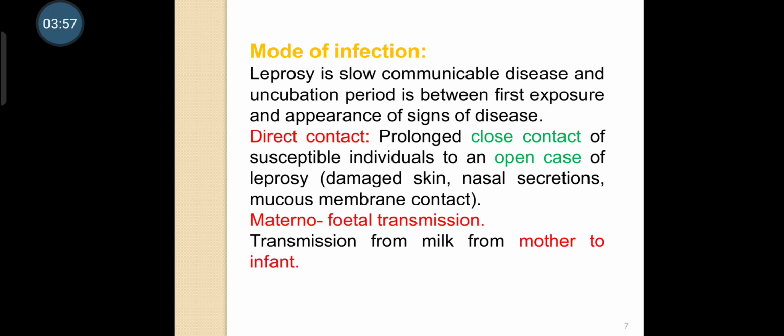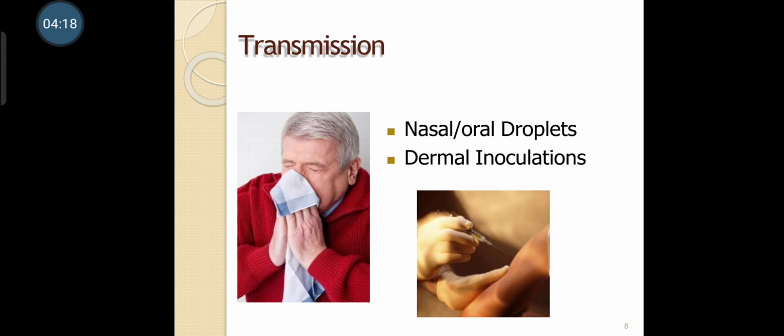So it is a slowly progressive communicable disease which spreads through direct contact with the infected person, very close contact with nasal secretions, damaged skin and mucous membrane, from the mother to the baby, and through the milk from an infected mother to the baby. So transmission occurs due to nasal or oral droplets and dermal inoculations, that is from the infected person's skin to the normal person.